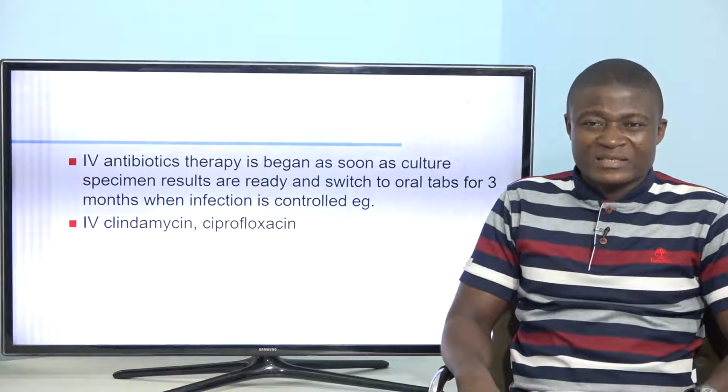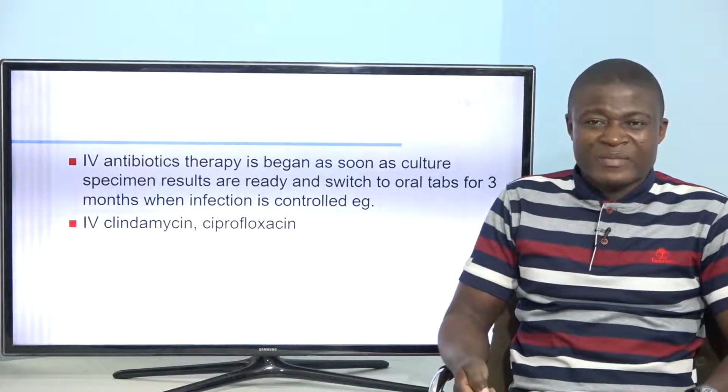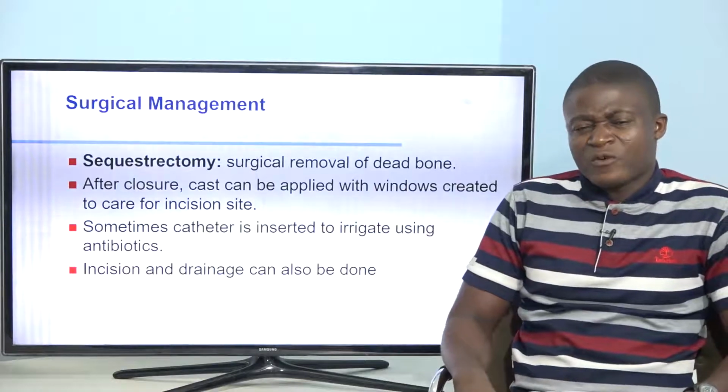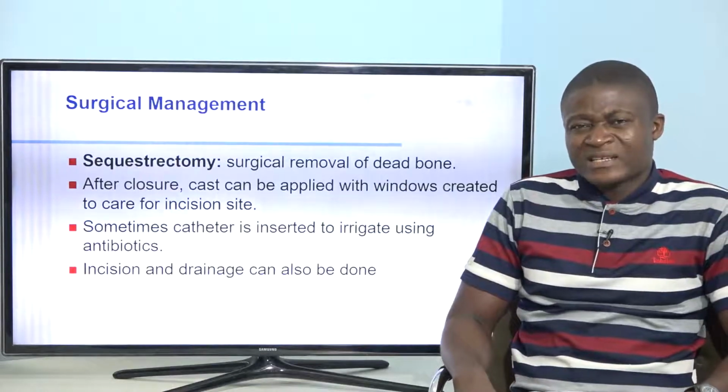IV clindamycin and ciprofloxacin are some antibiotics that are mostly given in this situation. Surgical management of osteomyelitis. You know, we said there is a sequestrum.